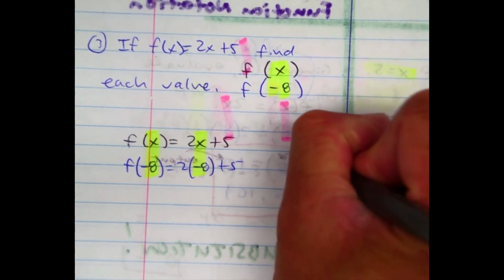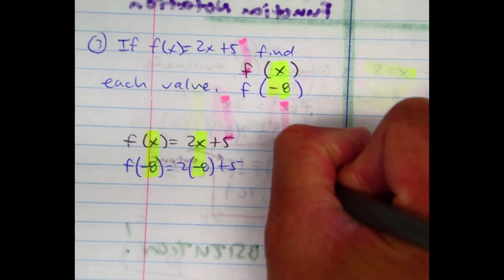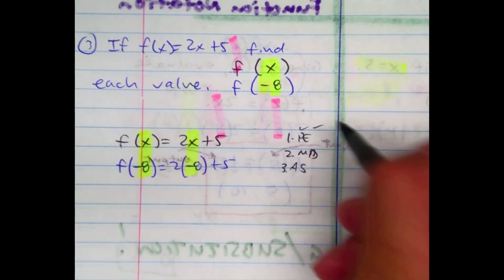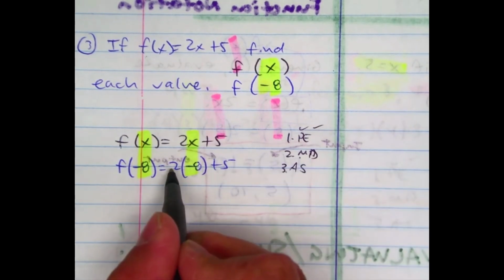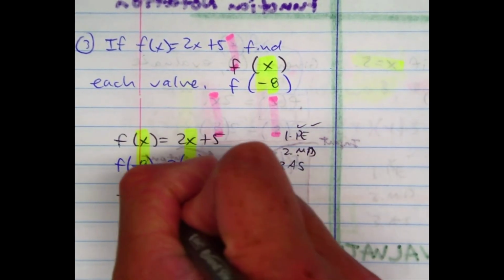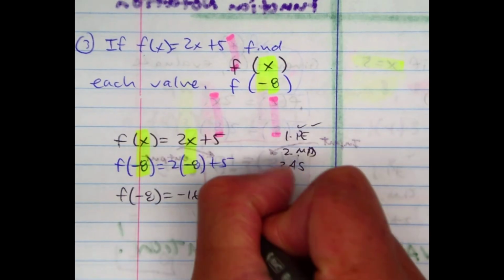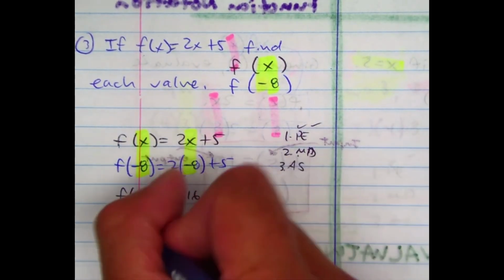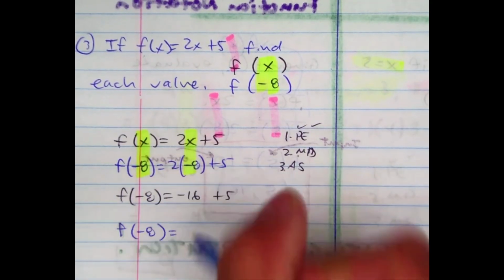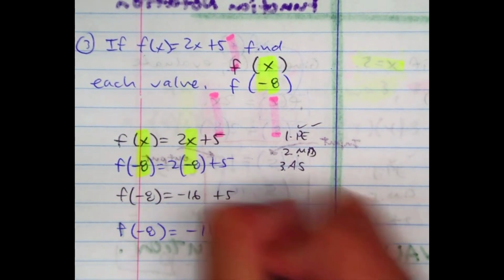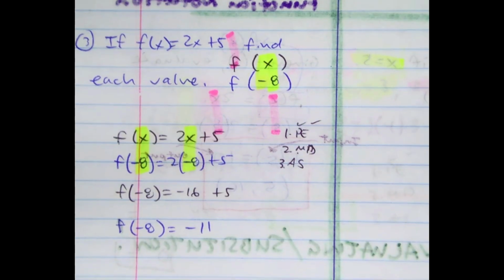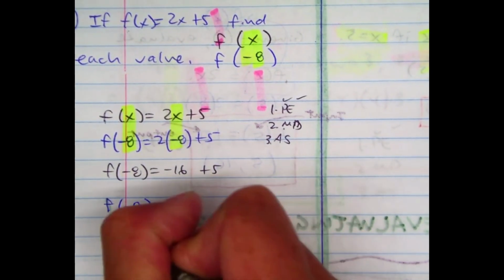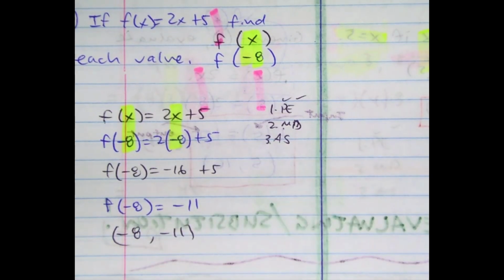So if you're stuck, write PEMDAS on the side. So then I'm like, okay, there's no parentheses, no exponents. I'm going to do multiplication. So 2 times negative 8 is? Negative 16. And negative 16 plus 5? What is it? Negative 11. Negative 11. And class, what is the ordered pair? Negative 8, negative 11. And this is our answer.